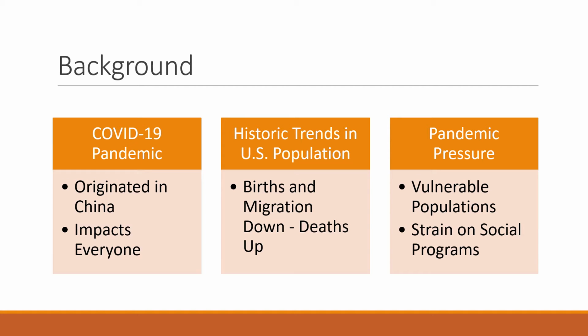This factor is important because the number and causes of death, as well as reported errors in cause of death, have obscured the impact of COVID-19 on U.S. mortality rates. Finally, net migration, the number of in-migrants minus the number of out-migrants, had been significantly reduced prior to the onset of the pandemic.